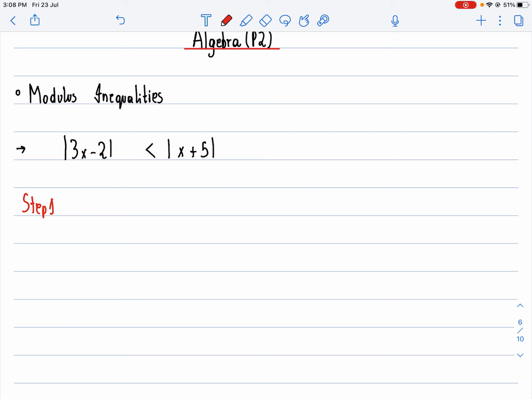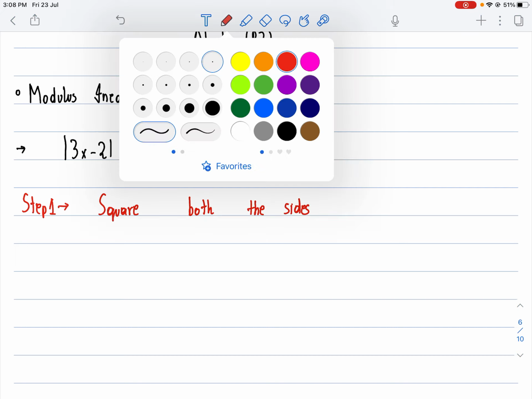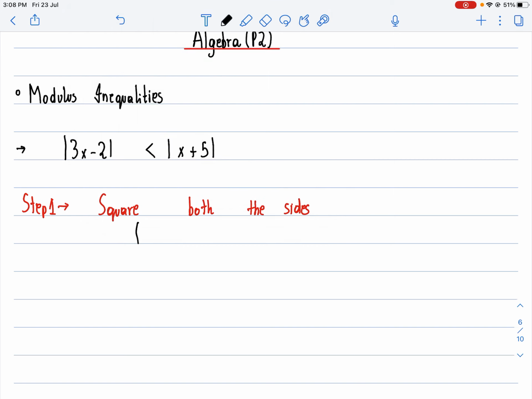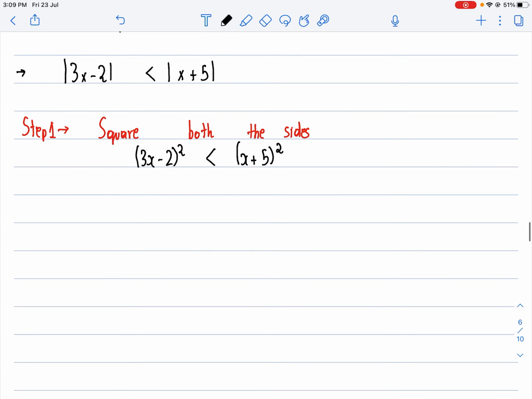So first, step 1. What you basically need to do here is you simply need to square both sides. When you square both sides, you get something like 3x minus 2 the whole square, which is less than x plus 5 the whole square. Correct? So this is what you did.